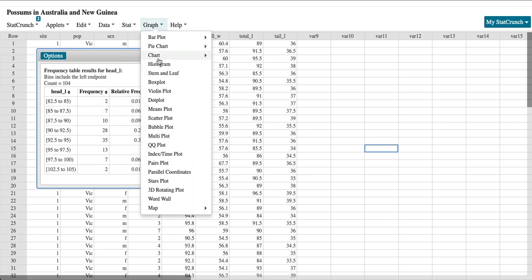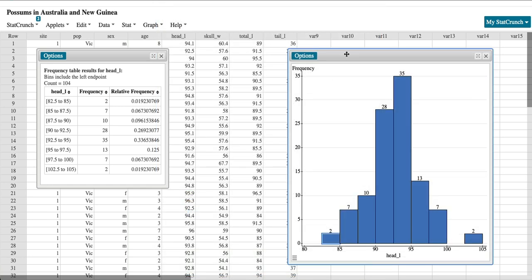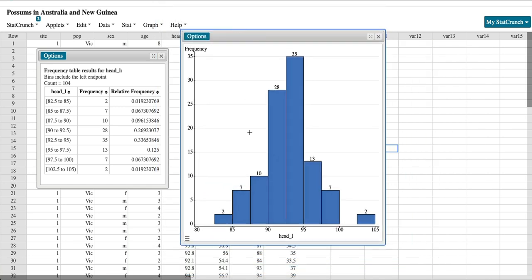And let's go ahead and make a histogram also of head length. So head underscore L. This is a frequency histogram. And I am going to include the value above the bar and compute. If you don't like the blue, you can change the color. It's not a problem.